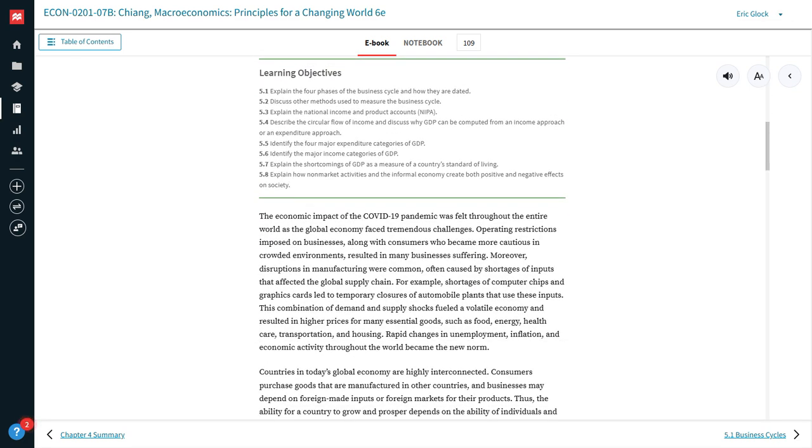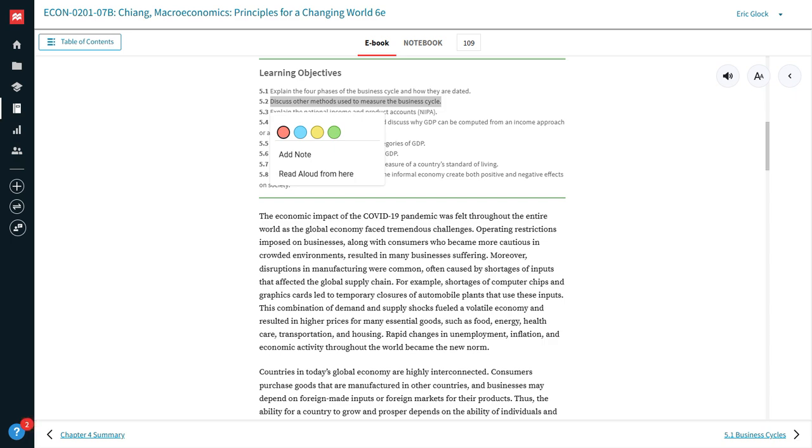Okay, learning objectives. 5.1 is going to be pretty straightforward. 5.2. Yeah, this is not a good description at all. He's actually a little confused, our friend Xiang, here about this.